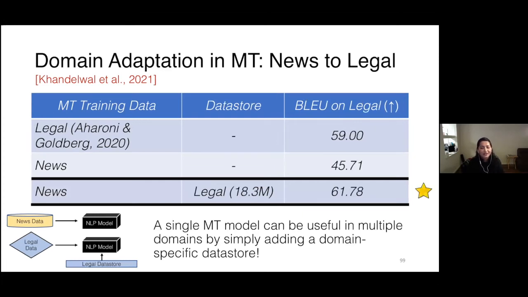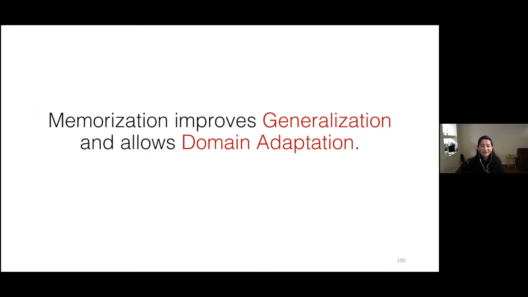And similarly, we observed a 16-point improvement for the legal domain. And for this one, we were even able to establish a new state-of-the-art without any in-domain training. And so this shows that in addition to improving generalization in a variety of settings, memorization also allows out-of-distribution generalization, which in this case is domain adaptation.